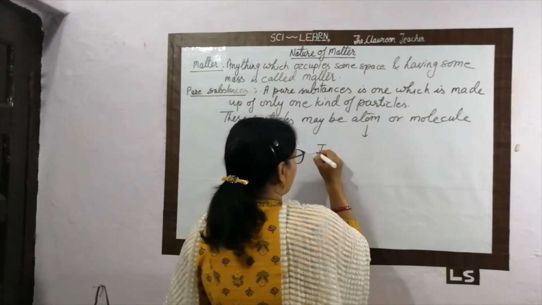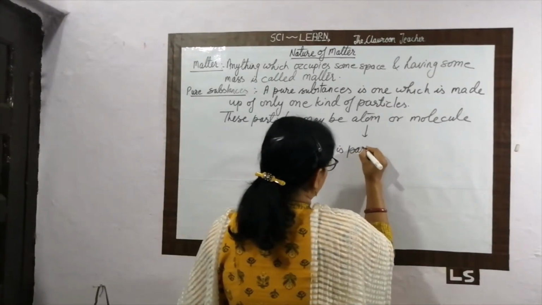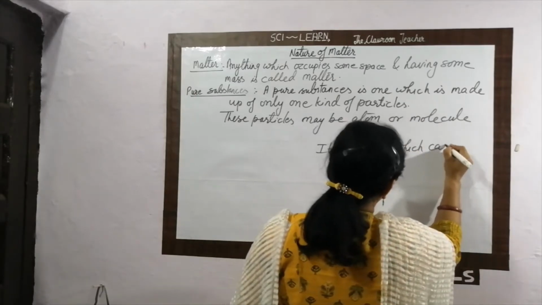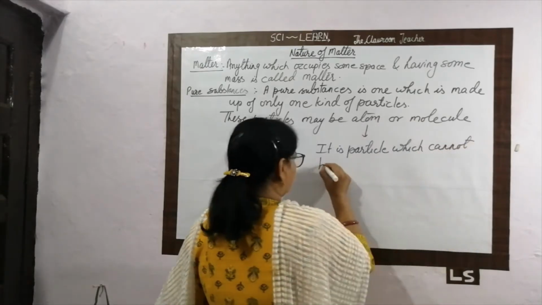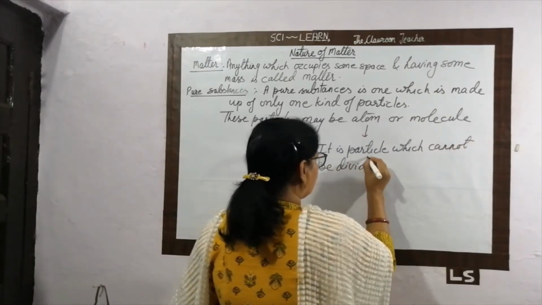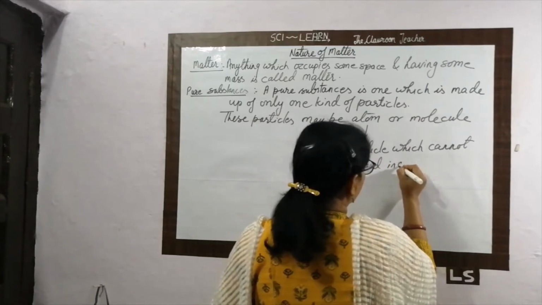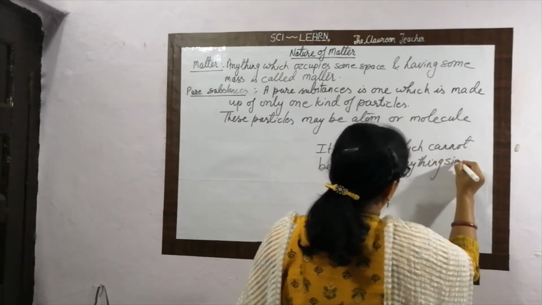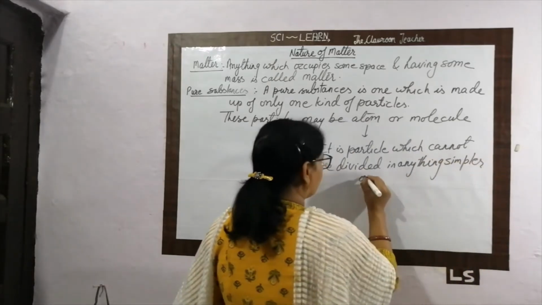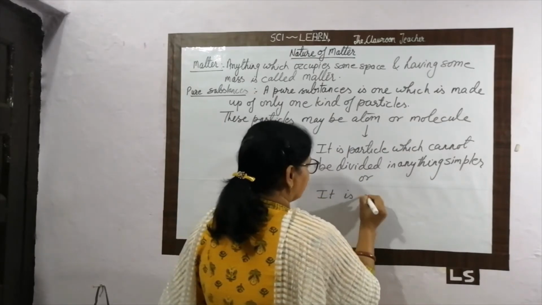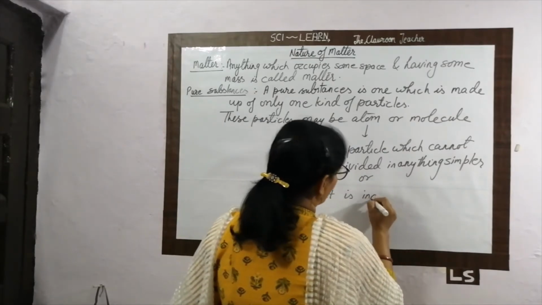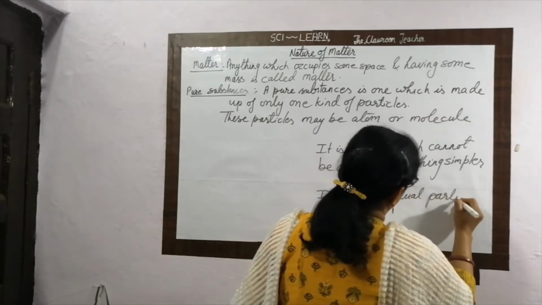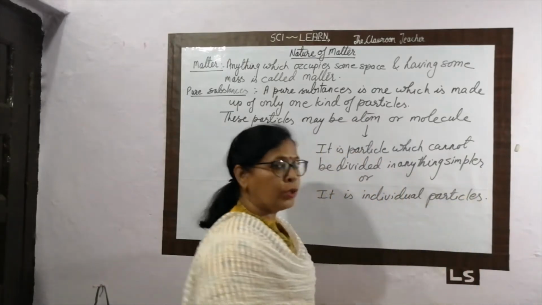What is an atom? It is a particle which cannot be divided into anything simpler, or we call it an indivisible particle. So that is about the atom.